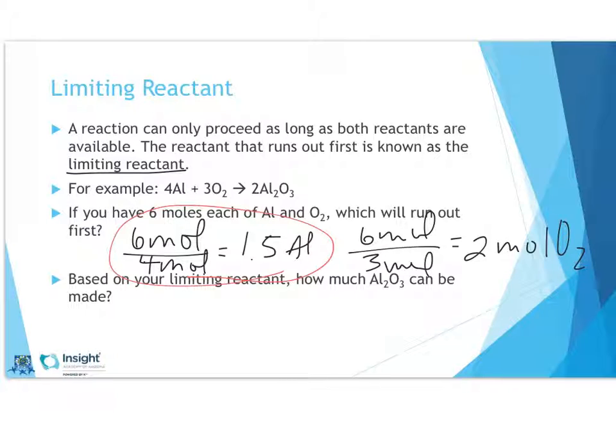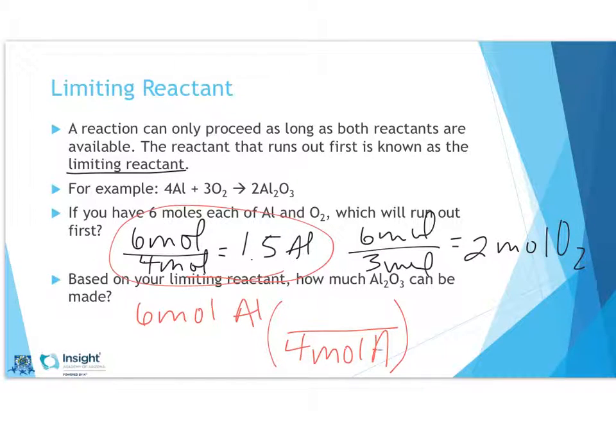So, once you've figured out what your limiting reactant is, if you have a question related to a product, what you're going to do is you're going to use that limiting reactant at the beginning of your stoichiometry. So we would go with 6 moles of aluminum at our start, and then the 4 moles of aluminum in the bottom, and the 2 moles Al2O3. Okay, so 6 times 2 is 12, divided by 4 is 3 moles of Al2O3. Okay.